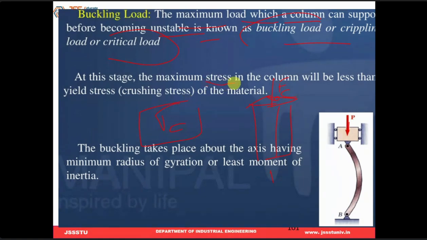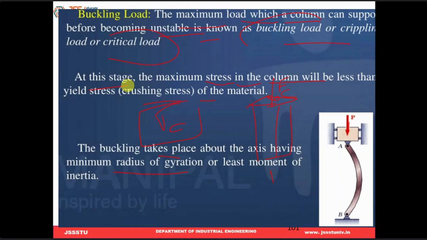At this stage, the maximum stress in the column will be less than the yield stress. It is called the crushing stress of the material. The buckling takes place about the axis having minimum radius of gyration or least moment of inertia. So at this stage, the maximum stress in the column will be less than the yield stress, and we call it the crushing stress here.